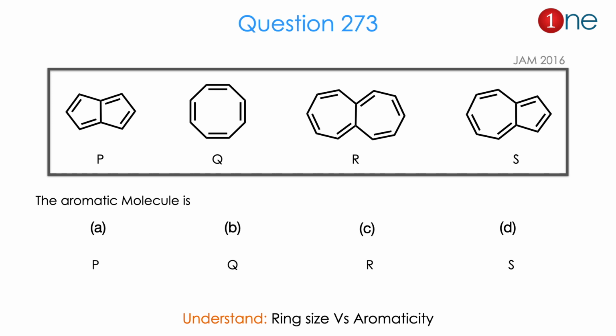All are fused systems. So you have to find the aromatic molecule among them. So you have to consider Huckel electron count, planarity and conjugation. So from the 4 different structures and the question of aromaticity, you might realize the question is really about ring size versus aromaticity. The answer is D. Let us see how.